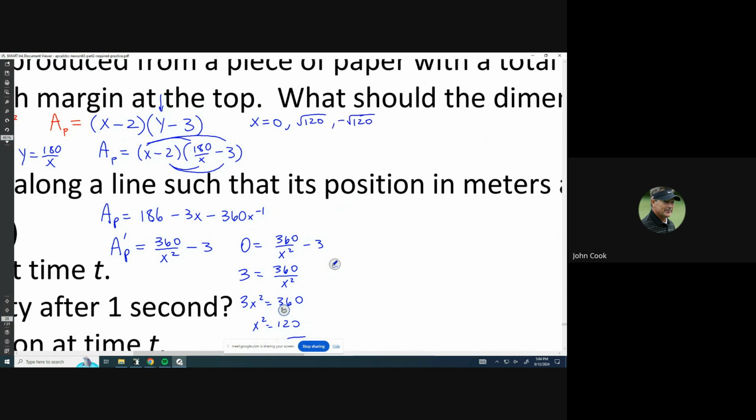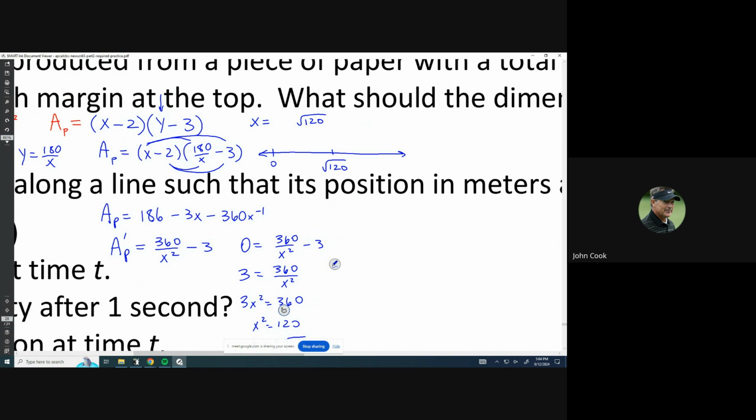But again, when I put my number line together for this derivative, I'm not going to factor in the negative number. And 0 is really just kind of a placeholder. I'm not going to use it as a value, but I know that nothing's going to be lower than 0. So the only critical number that I really have to consider is the square root of 120. I'm pretty confident that's the one that's going to give me this maximum printable area. But let's show that it's true.